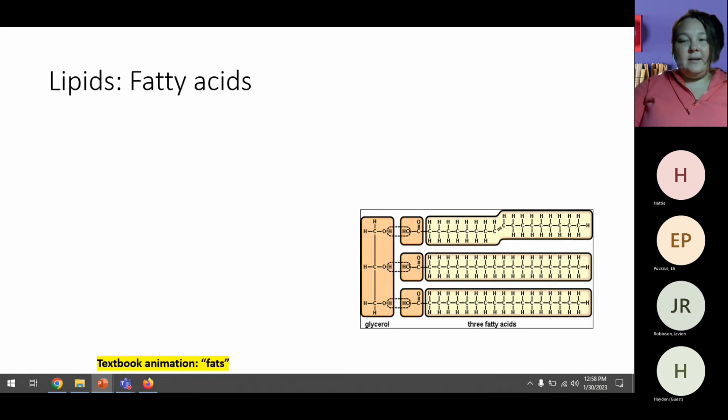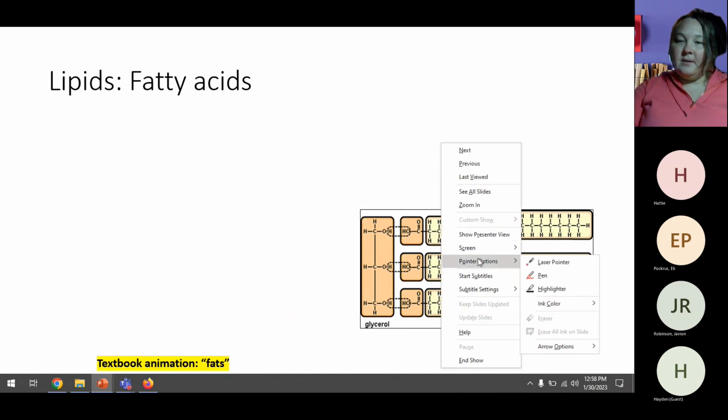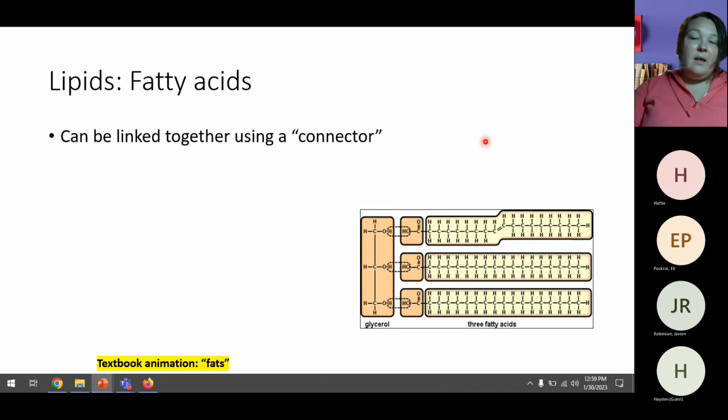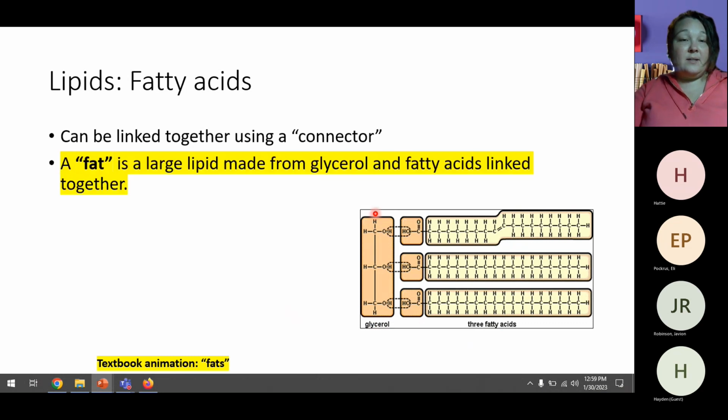So a fatty acid, here's an example of a fatty acid right here. There are 3 fatty acids in this molecule. Here is one of them. Here is another. And here is another. It even says 3 fatty acids there. And glycerol is a connector molecule. So a fatty acid is just a polar head and a hydrophobic hydrocarbon tail, remember that means only made of hydrogen and carbon. These guys can be linked together using what's called a connector molecule. In this case, it's glycerol.